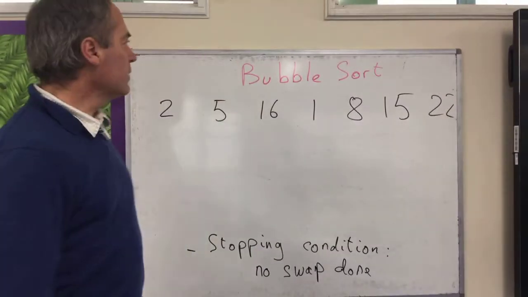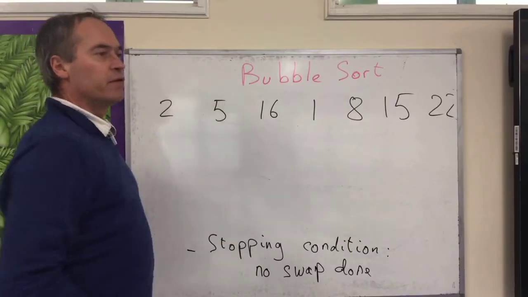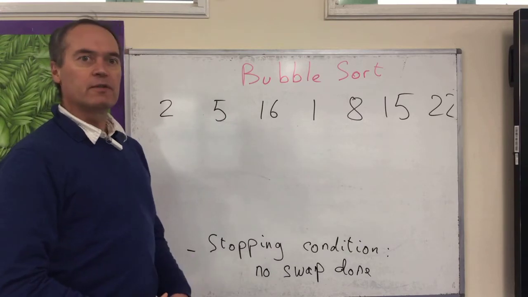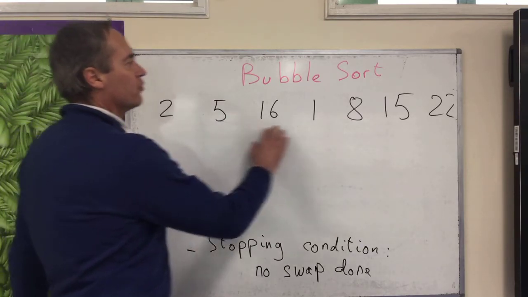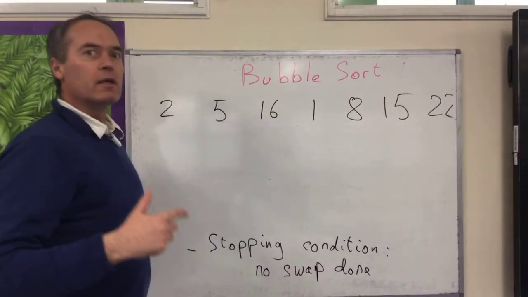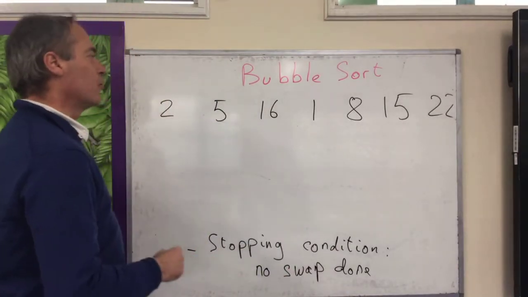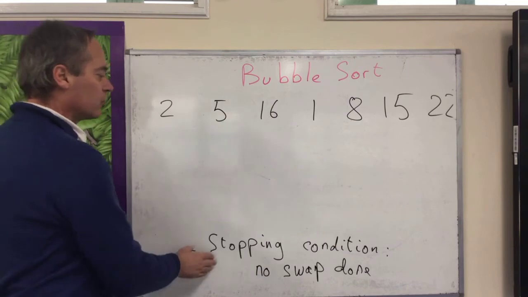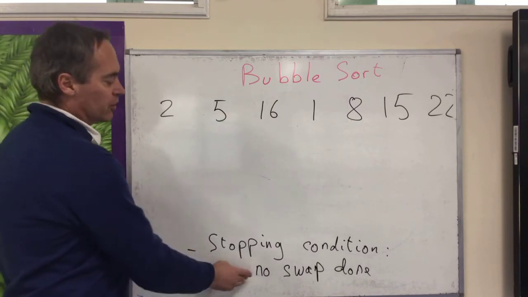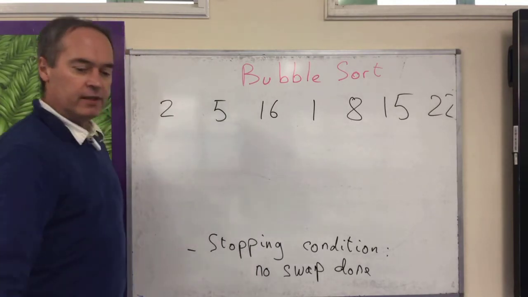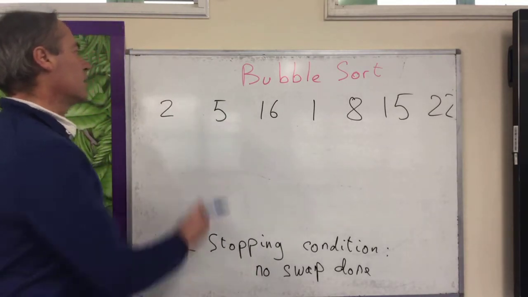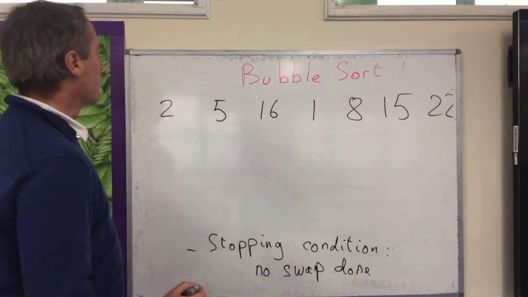Welcome to this screencast. We're doing the bubble sort for GCSE computer science. The bubble sort, we're going to keep iterating through the list, swapping two elements if they are in the wrong order. And we've got a stopping condition, which is being able to iterate through the whole list without doing any swap. So let's get started with this list of numbers.